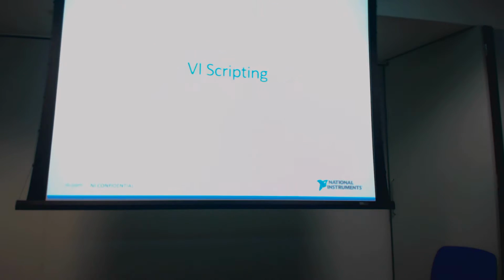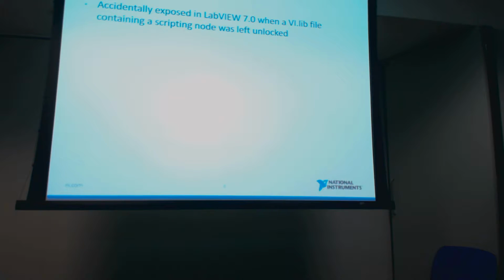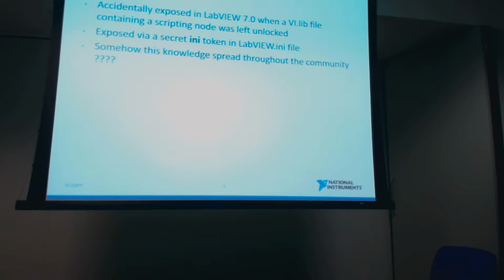So without further ado, let's talk about what you've come here to listen to today. Let's talk about VI scripting. So a little bit of history about VI scripting first. It was accidentally exposed. It wasn't a planned feature release when it was actually exposed to the community. Actually, a file that was in LabVIEW 7 was left unlocked, and it had some property nodes on the block diagram that everybody looked at and said, that's interesting, we don't recognize these. And it had been inadvertently left unlocked. And it was exposed via a secret INI token in the LabVIEW ini file. And somehow, the knowledge of this INI token spread throughout the community. I can't think how that happened.